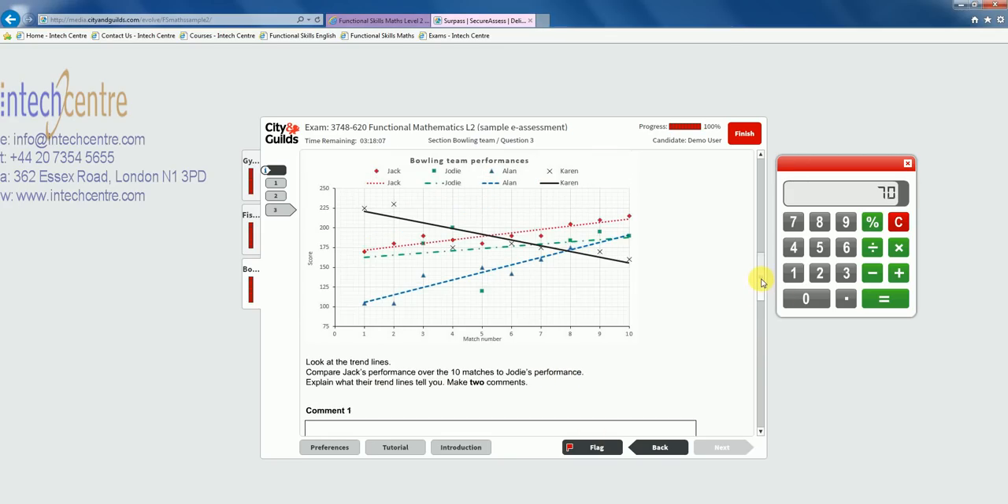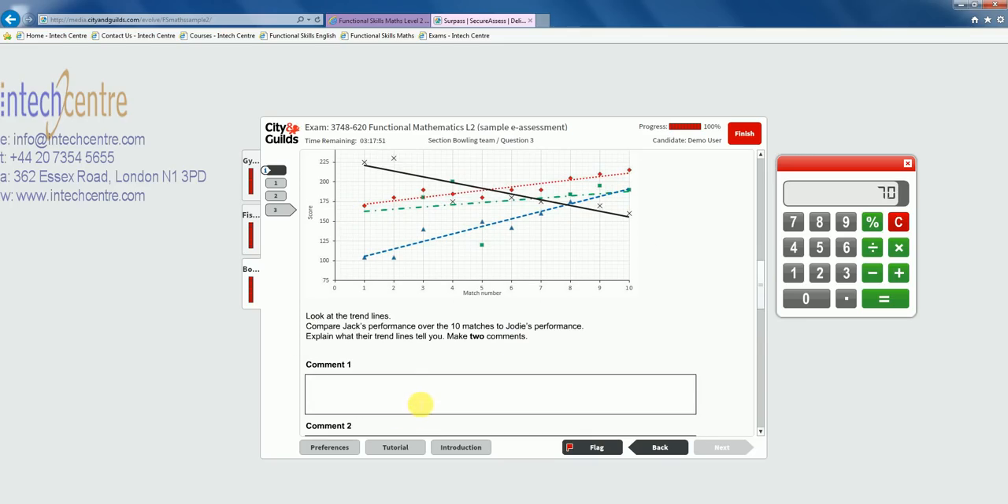So we're going to compare Jack and Jodie. If you can see where Jack and Jodie's performances are, you can see the red and the green. The red is Jack, so Jack's increasing, as you can see there, and Jodie's is also increasing. So that's one comment I can write: Jack and Jodie's scores are increasing over the 10 matches.